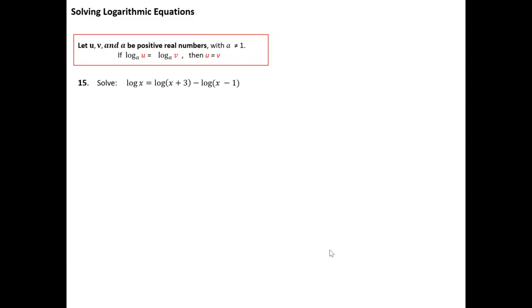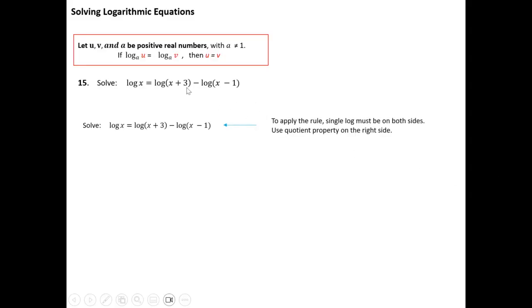Now we're solving. Here we're going to be using another rule. This rule says, let u, v, and a be positive real numbers with a not equal to 1. If log base a of u equals log base a of v, if the logs with the base are the same, then u must equal v. If you notice, they both have to be a single log. So in this case, the left side is okay, it's a single log, but the right side is not a single log. So we have to apply the quotient rule.